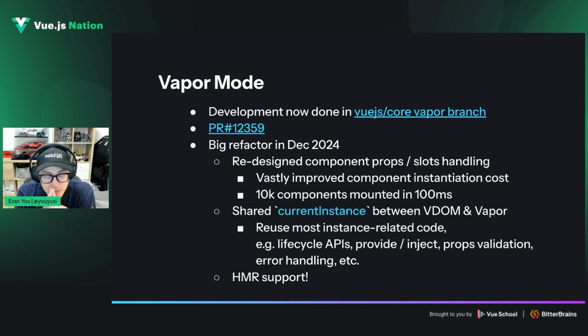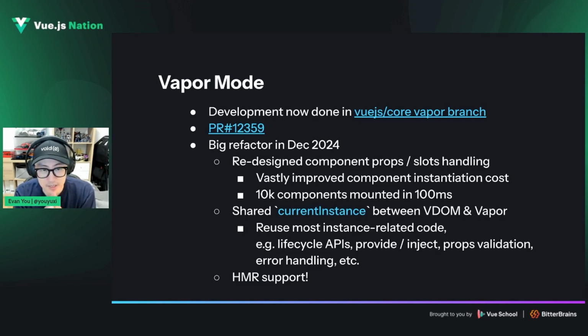In the past December, we did another big push on Vapor Mode. This time we focused mostly on the component model, which was a part that was not very well optimized in the previous implementation. Essentially, we redesigned the component props and slots handling to make it initialize lazily. This vastly improved component instantiation cost, which is another aspect of Vapor Mode, right?